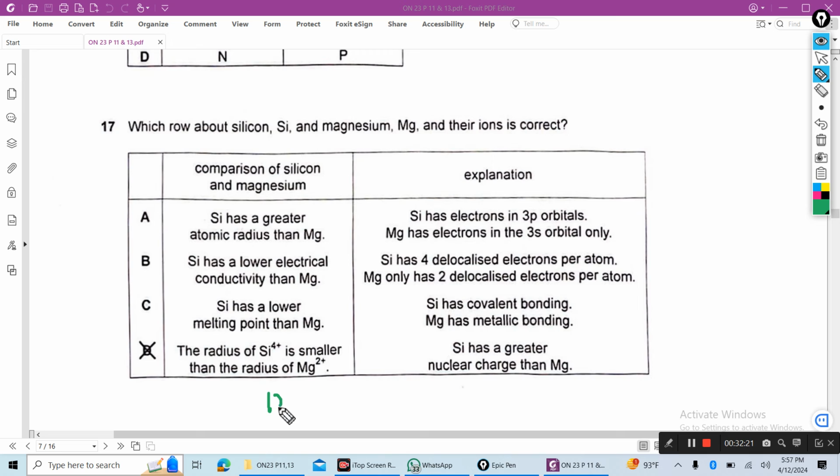Magnesium has 12 protons, silicon has 14 protons. Magnesium ion has 2 shells, silicon 4+ also has 2 shells. So silicon nucleus has more protons, so the nucleus attracts the 2 electron shells more strongly. That's why the radius of silicon ion is smaller. And silicon has greater nuclear charge than magnesium. This is the reason.